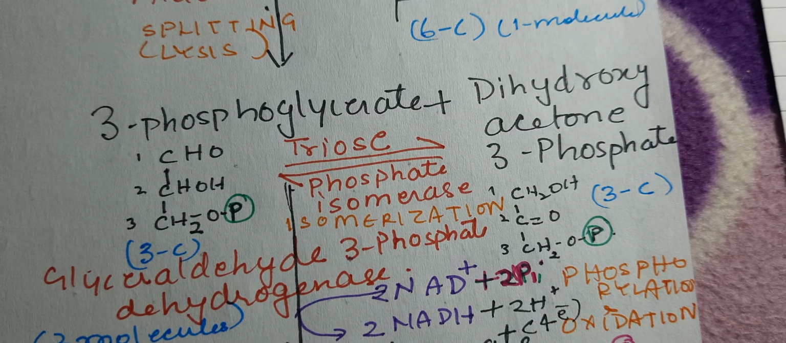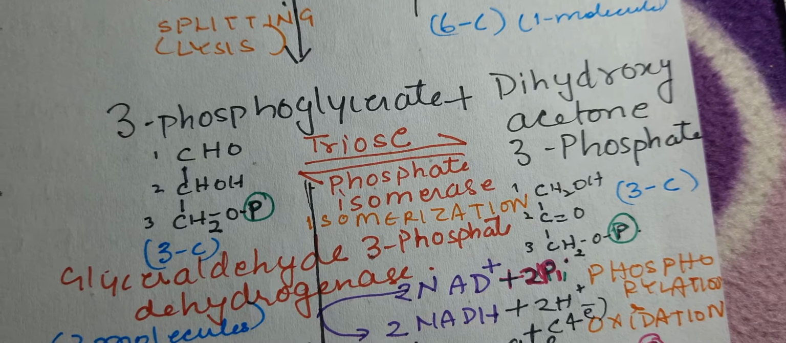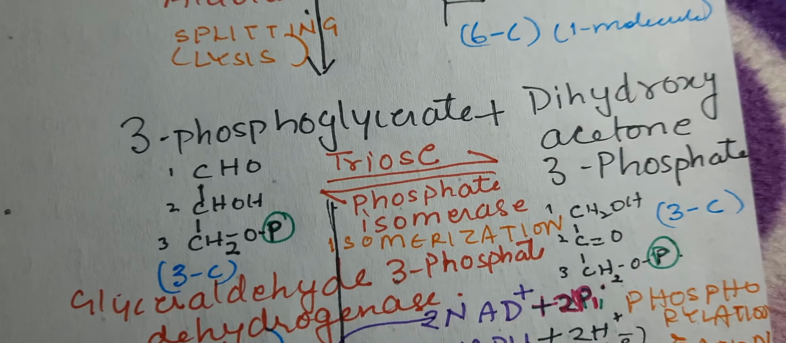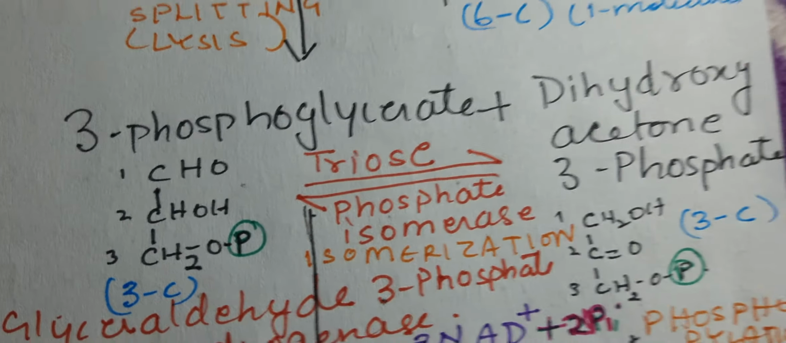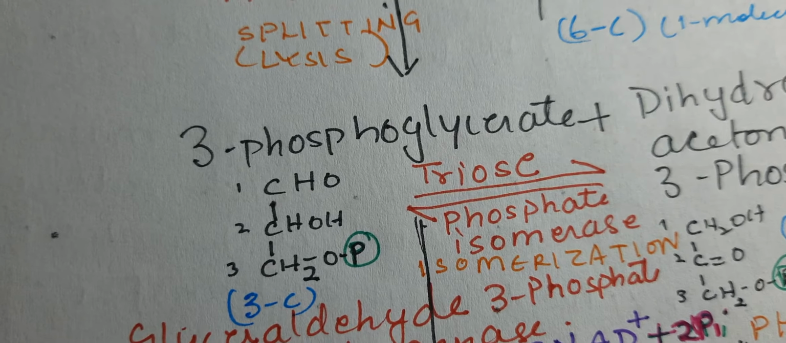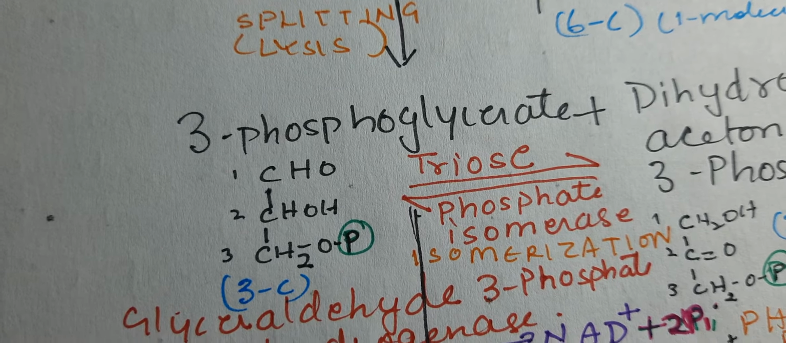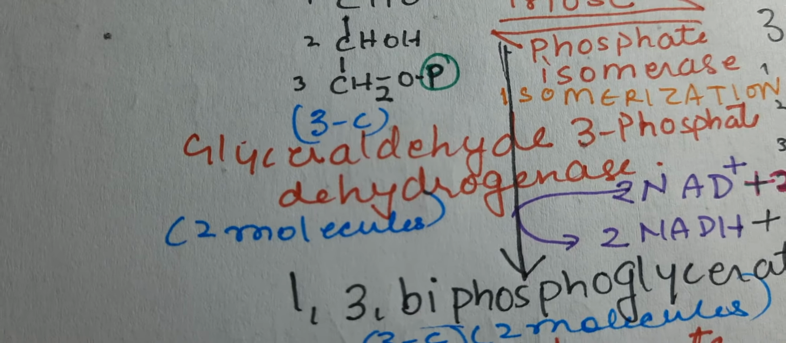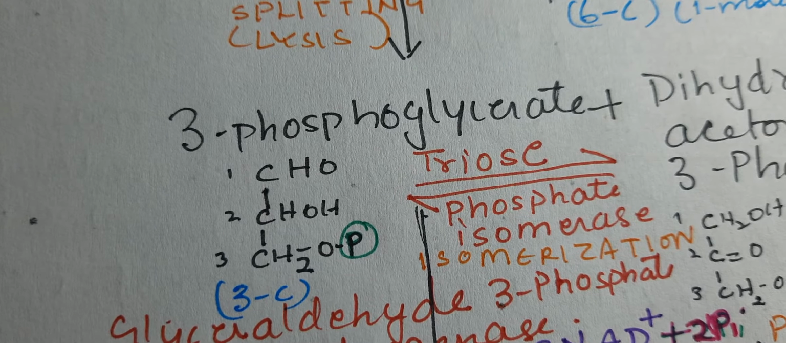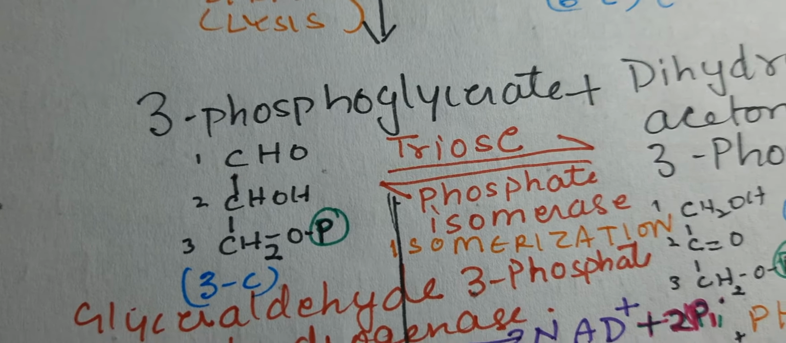Dihydroxyacetone 3 phosphate is now converted to glyceraldehyde 3 phosphate. So there was already one molecule of glyceraldehyde 3 phosphate, and now dihydroxyacetone phosphate is also converted into it. So now there are 2 molecules of glyceraldehyde 3 phosphate, okay.